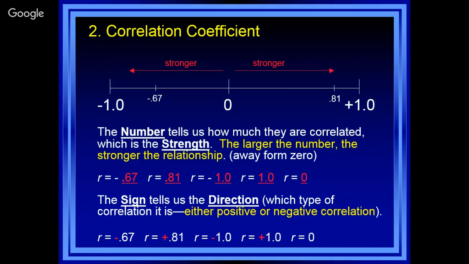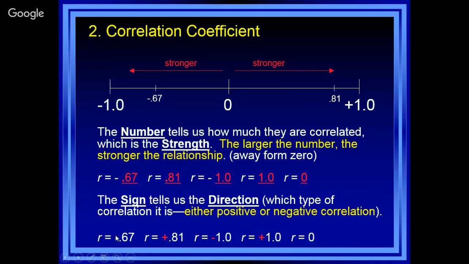Strength is represented with the number in the correlation coefficient. The sign, here I made them in red, so now just the sign we're interested in, tells us the direction, or which type of correlation it is, either positive or negative correlation. That comes specifically from the sign. So these two variables, whatever they are, are correlated at a negative 0.67, which by the way is roughly what Starbucks found between coffee sales and temperature outside. You don't need to remember that, but it's just interesting.